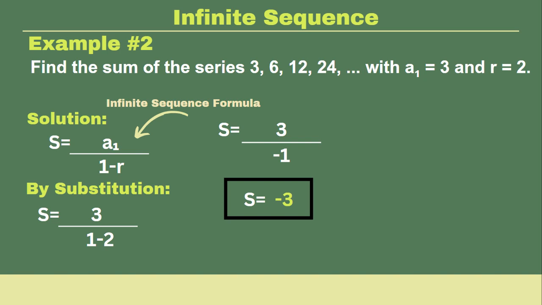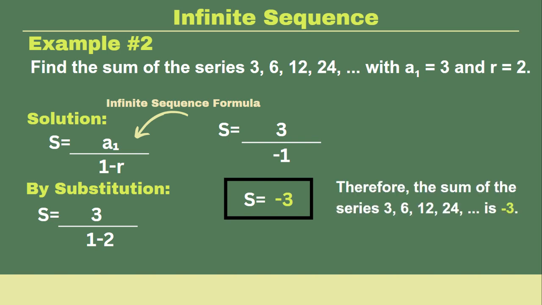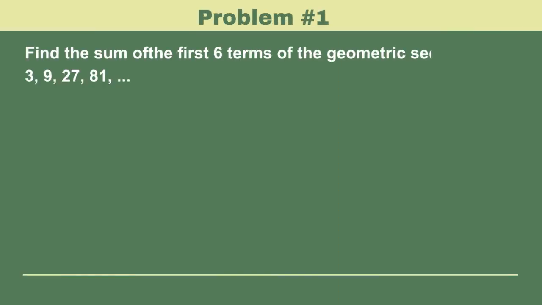Plugging these values into the formula, we have S is equal to 3 over 1 minus 2. Next, S is equal to 3 over negative 1. So the result when we divide 3 by negative 1 is negative 3. Therefore, the sum of the infinite geometric series 3, 6, 12, 24 is negative 3.